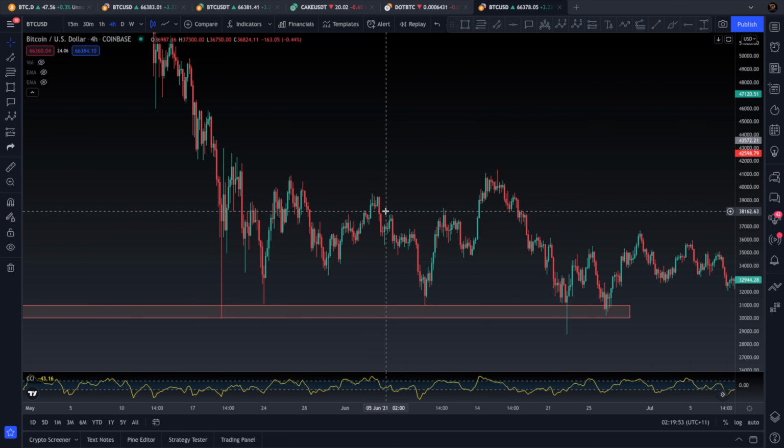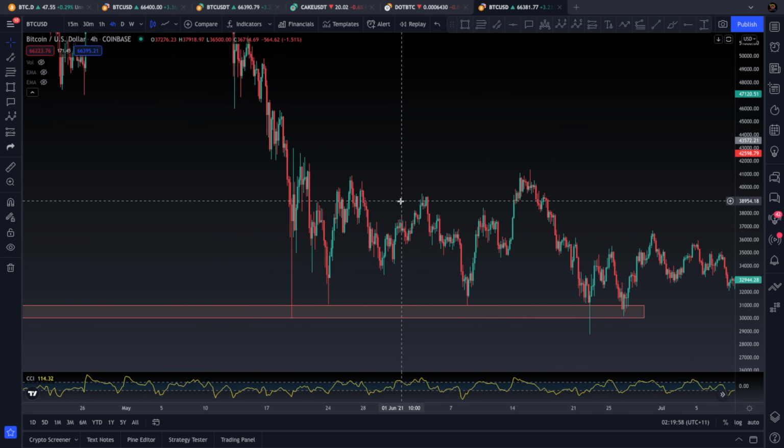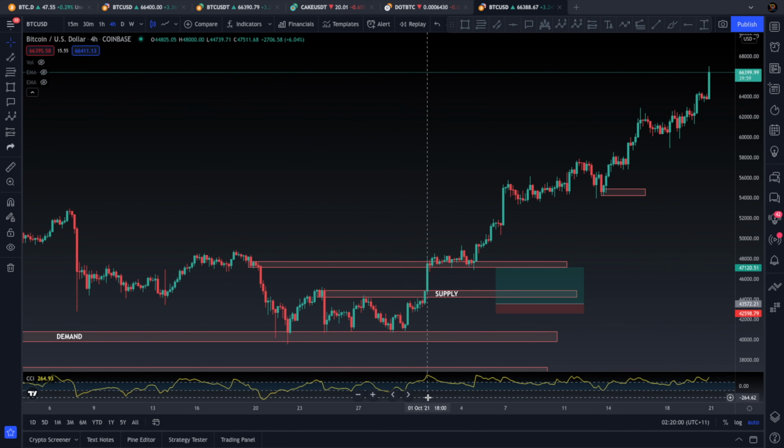That's it for today, guys. Hope you guys understand this supply and demand zone and you learned something from this and use that in your trading plan. It will definitely increase your win rates.